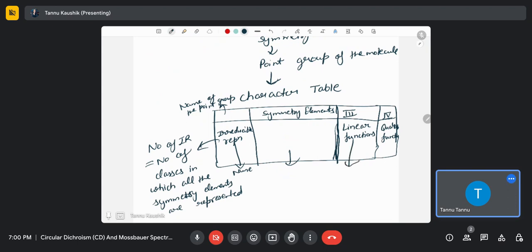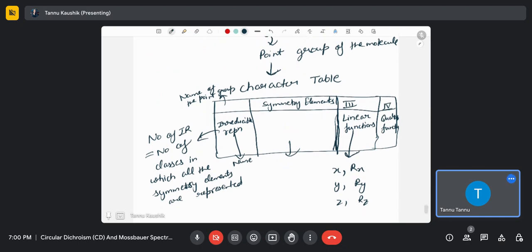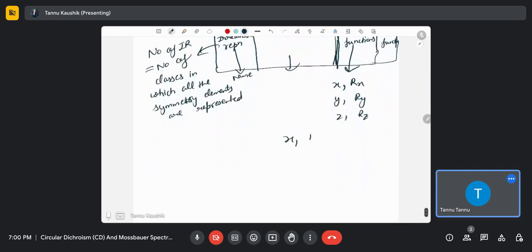So in this linear functions column, the third column, we have to look whether we have x, Rx, y, Ry, z, Rz, that is the distance vector. These distance vectors x, y, z are represented along with the Rx, Ry and Rz. So there can be cases where we have x associated with Rz, or we can just have Rz for that particular irreducible representation, or only x.